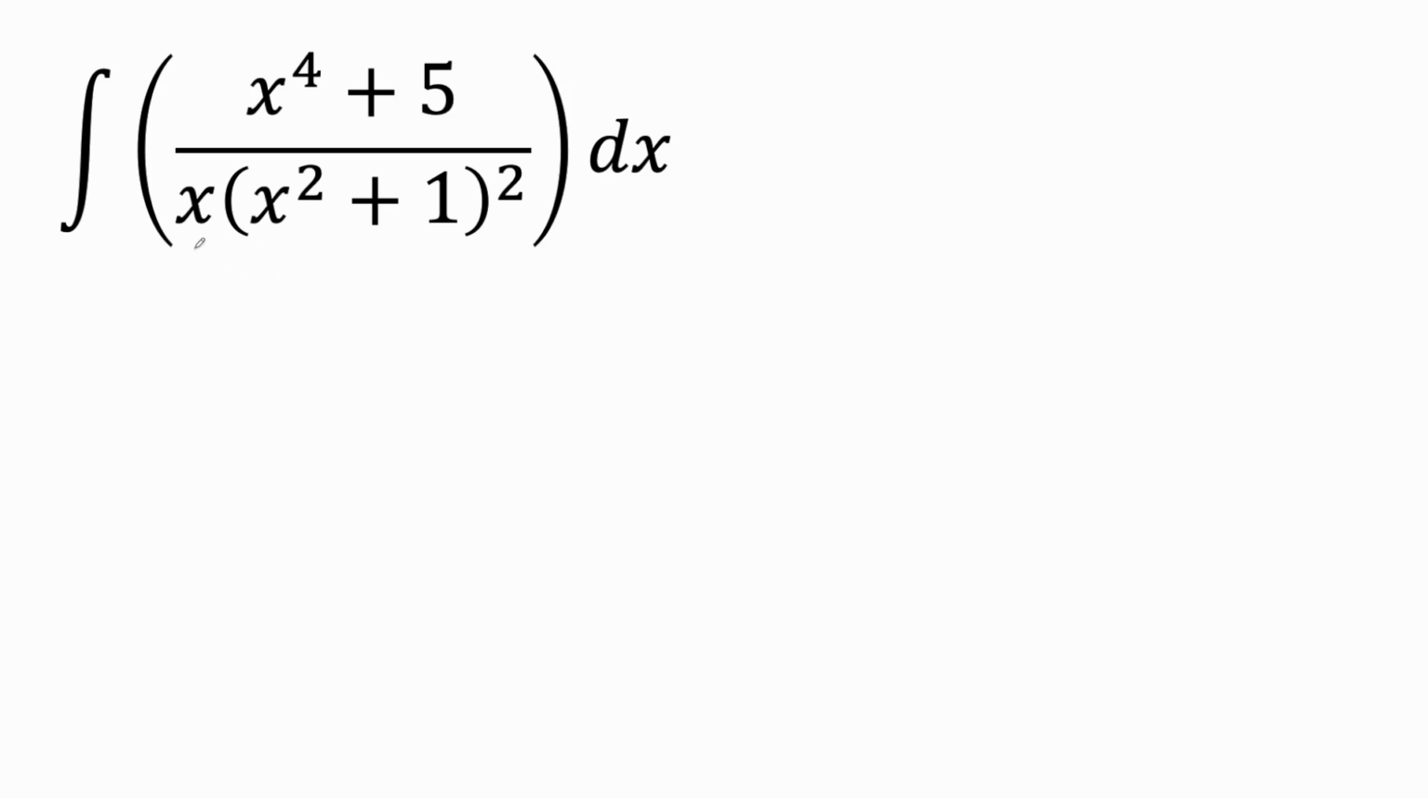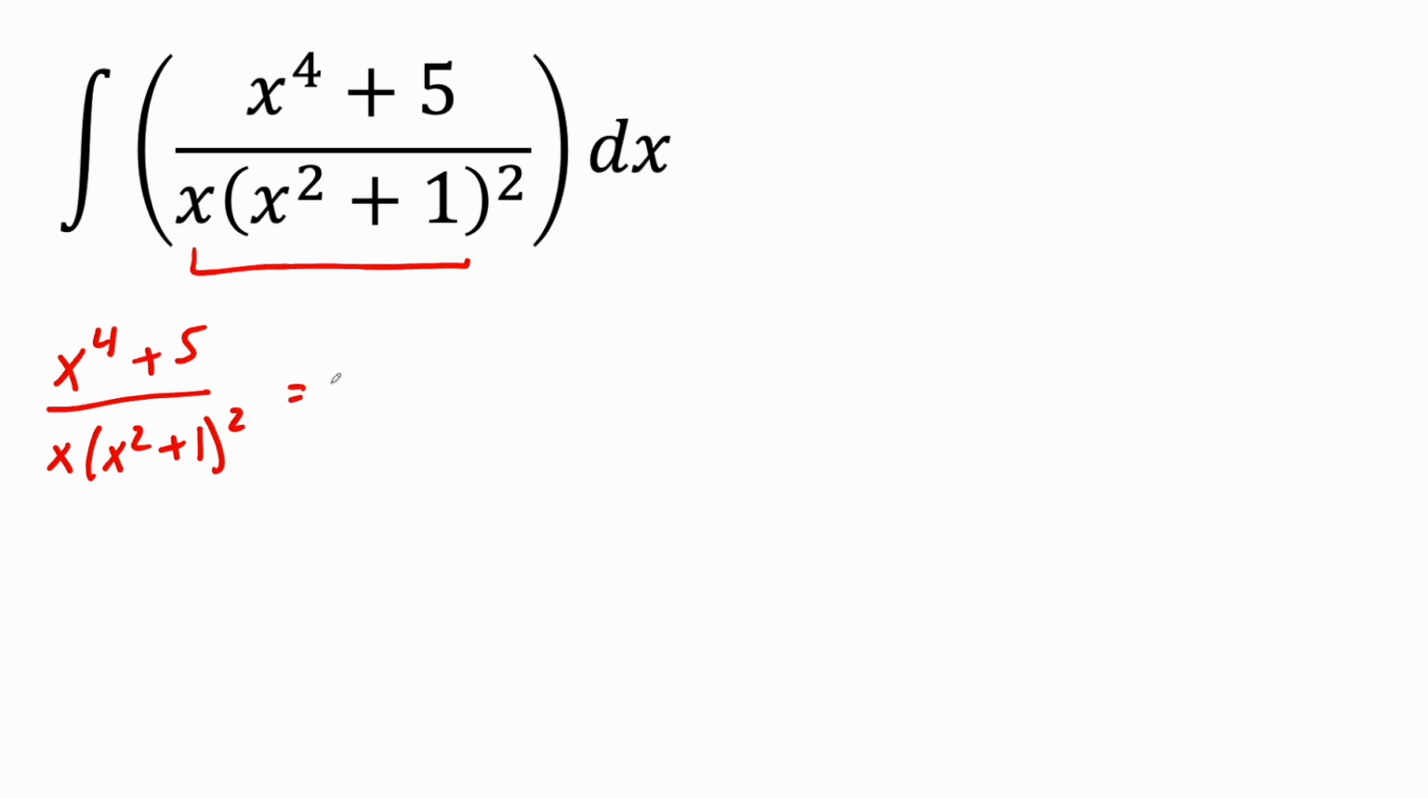So what I'm going to do first is ignore the integral and create my partial fraction. So I have x raised to 4 plus 5 divided by x parentheses x squared plus 1, close it, raise it to 2, is equal to. Now this type of problem, I classify it as type 4 repeated quadratic factor because we have an x squared plus 1 and we're squaring it.